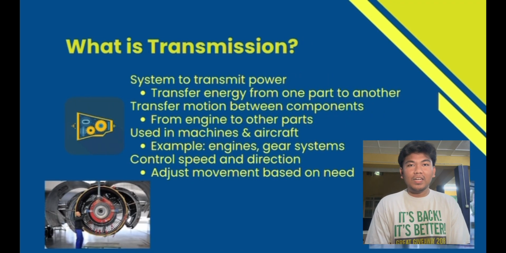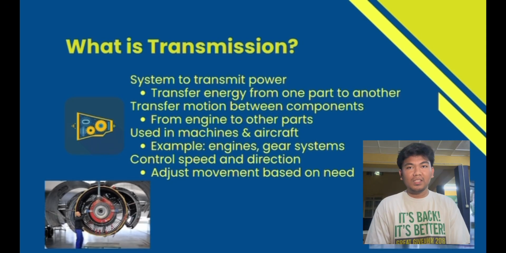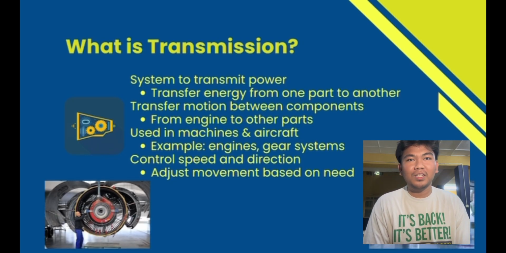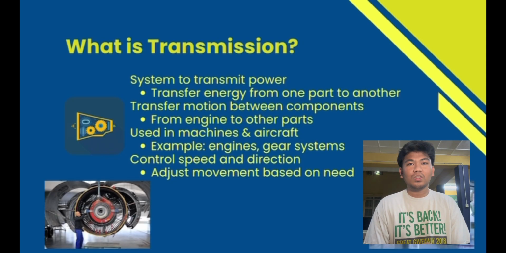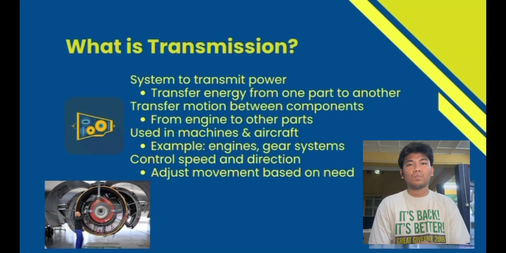Okay, what is transmission? First, transmission is a system used to transmit power, which means transferring energy from one component to another. It also transfers motion, for example, from an engine to other mechanical parts. Transmission systems are widely used in machine and aircraft. They also help to control speed and direction depending on the requirement.